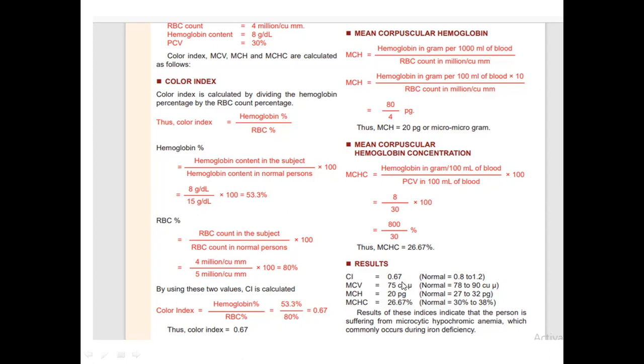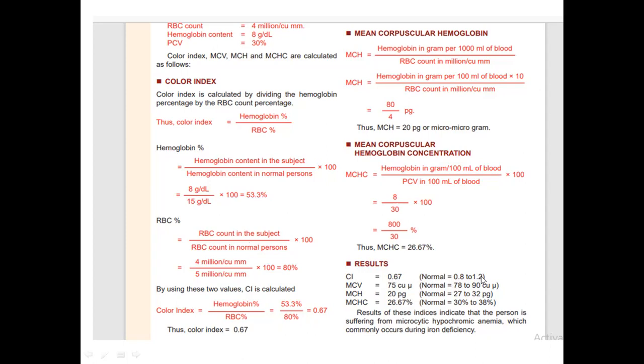And when the color index is low, we say the blood is hypochromic. Hypochromic, low color. Why? Because of decreased hemoglobin. Hemoglobin gives the blood its color. So when there is decreased hemoglobin, 8 instead of 15, that will definitely affect the color. That is why we have a low color index in this patient, 0.67 instead of 0.8 to 1.2.